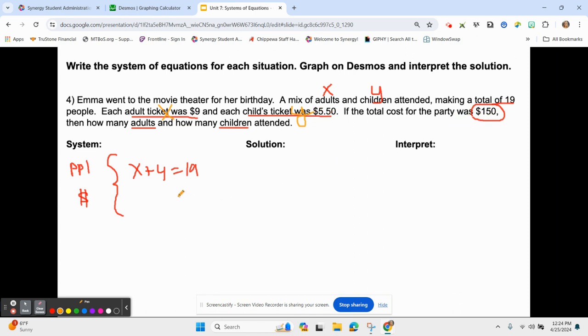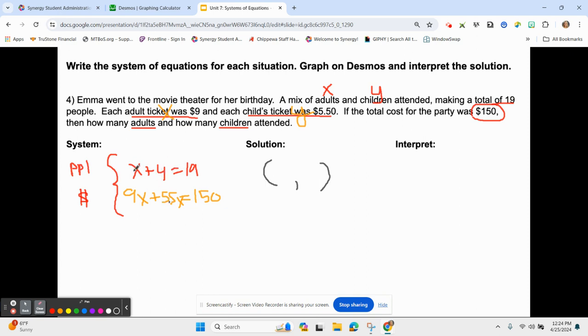Together, that equals $150 spent. So I'm going to start with my equals 150. And now I know each adult ticket is $9. So that's $9 for every adult ticket sold. Plus, it's $5.50 for every kid ticket, 5.5 for every Y. Now, there's our system. Okay, let me put a decimal right here because it's 5.50. And so we want to find a solution for X and for Y that makes both of these true.